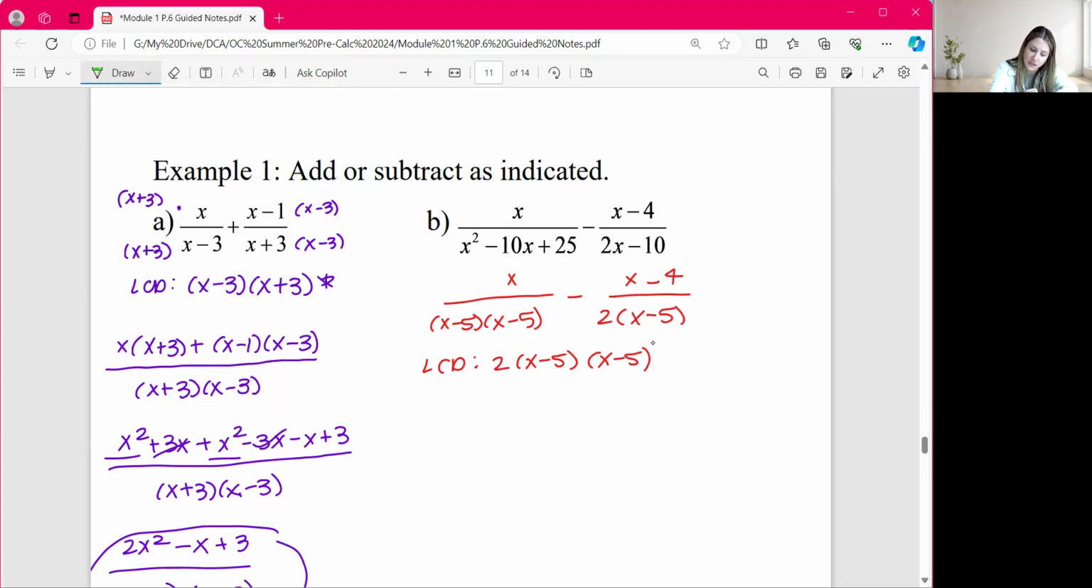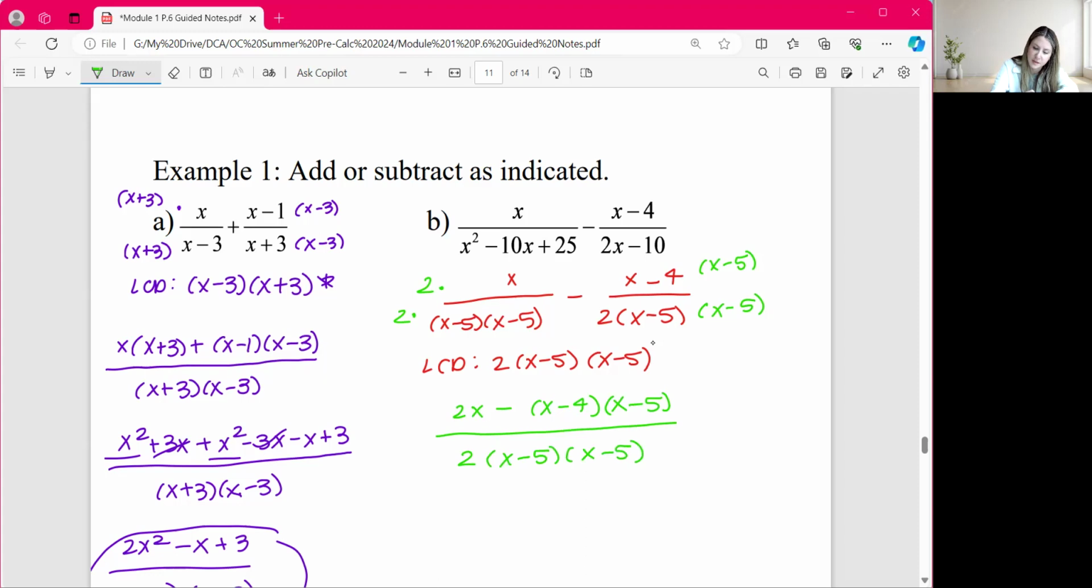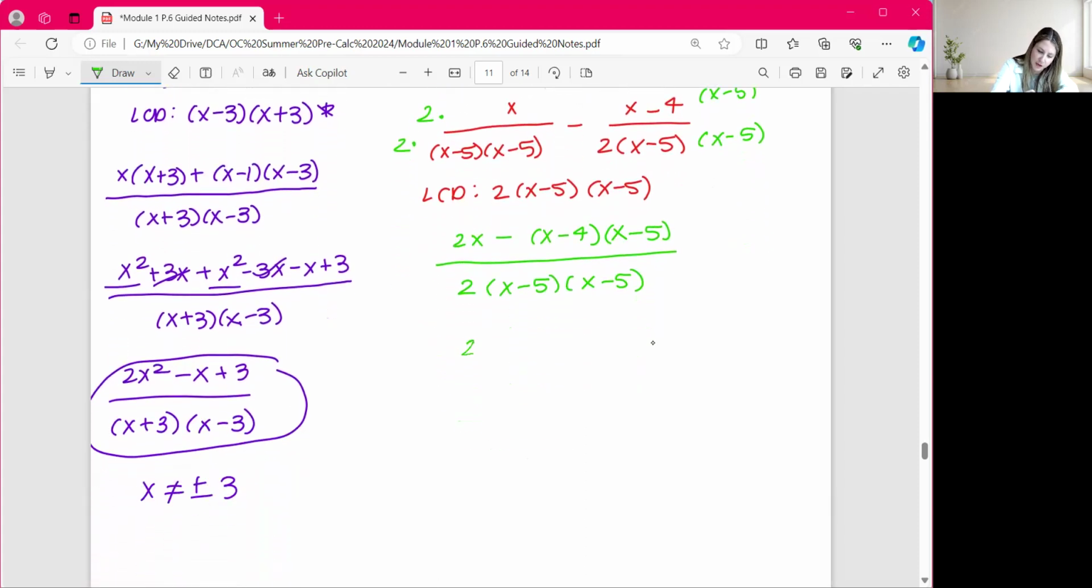And so we'll multiply each fraction by what it's missing. So that first fraction needs to be multiplied by a 2, and the second fraction needs to be multiplied by another x minus 5. So now we'll have 2x minus, in your numerator, x minus 4 times x minus 5, all over in your denominator, our least common denominator 2 times x minus 5, x minus 5. Let's do some simplifying in that numerator. So we'll have 2x minus, I'm going to keep this in parentheses because of that subtraction, x squared minus 9x plus 20.